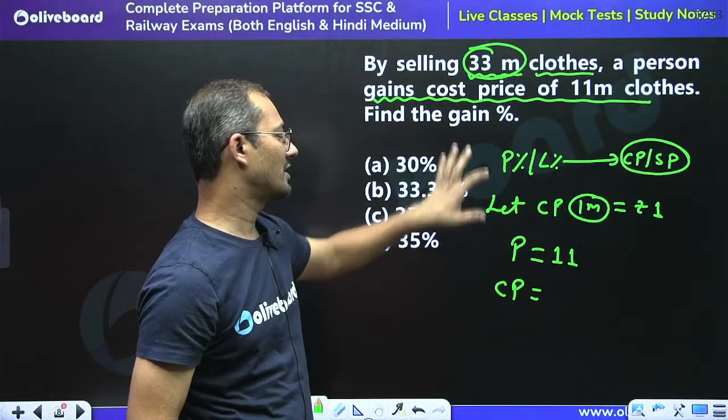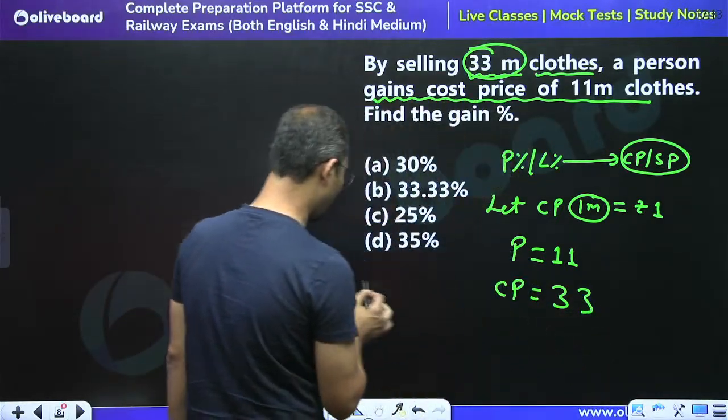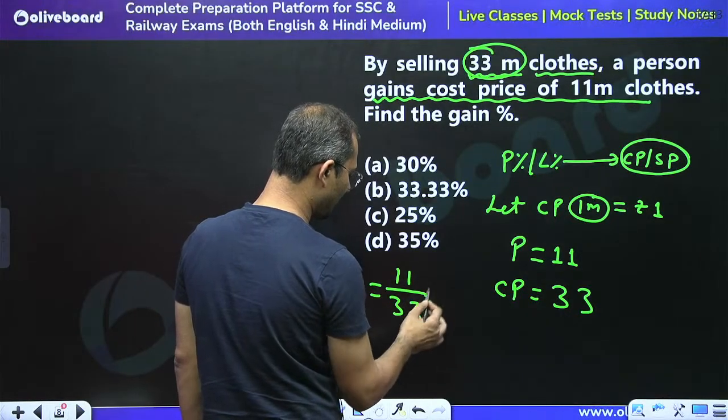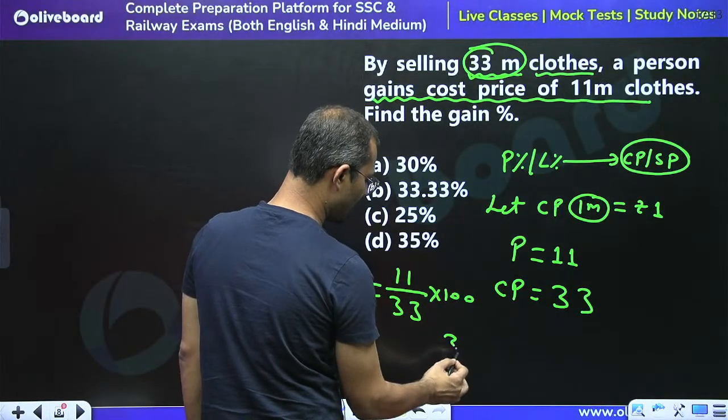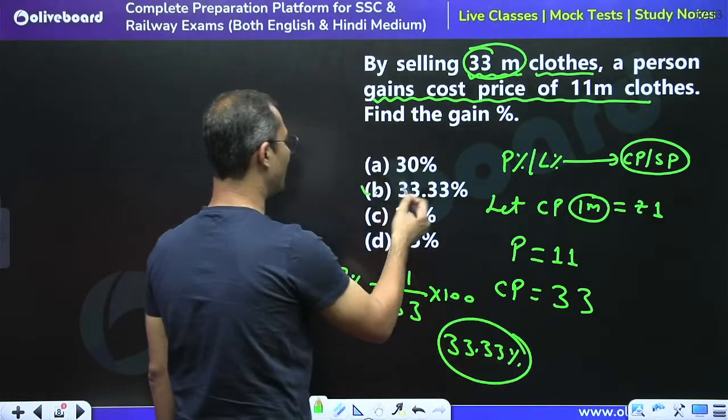So the cost price for 33 meter would be 33, right? So we can say that profit percentage is equal to how much? 11 divided by 33 into 100. So we can say that 33.33% is the right answer. So this is the direct approach.